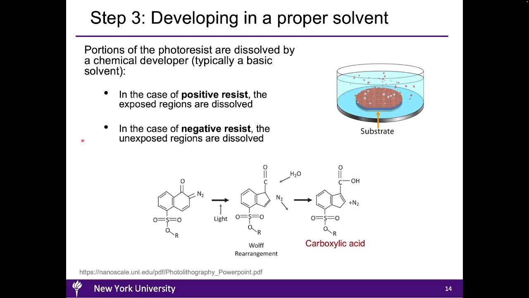After exposure, portions of the photoresist are dissolved by chemical developer. Specifically, in the case of positive resist, the exposed regions are dissolved. In the case of negative resist, however, the unexposed regions are dissolved. For example, as we learned earlier, the exposed regions of a typical positive G-line resist produces carboxylic acids. Therefore, a basic solvent such as potassium hydroxide can be used for dissolving these acid-rich regions.